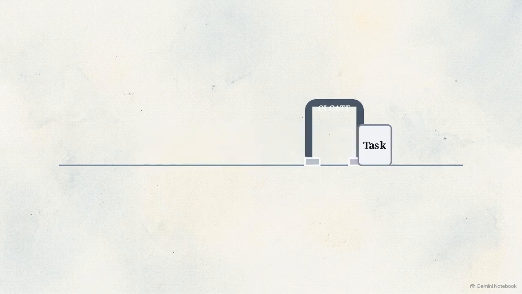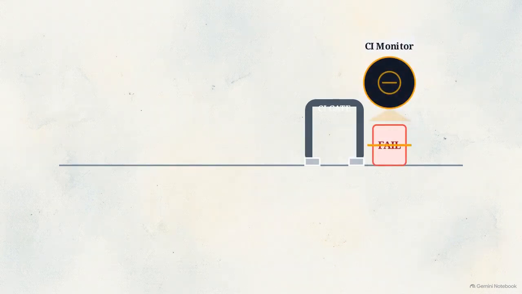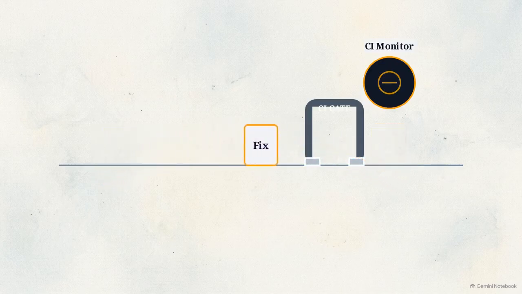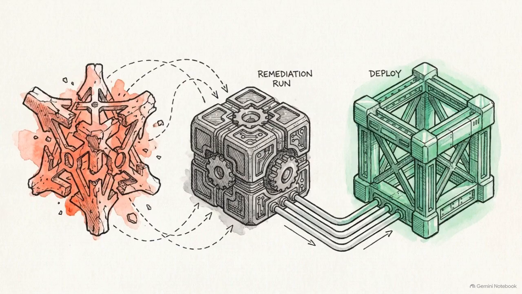When a task finishes and triggers a test failure in continuous integration, the CI monitor observes the failure state and autonomously dispatches a bounded, fix-aware retry run, keeping the remediation process automated. Autonomous operations rely on these external remediation paths to bridge the gap between a failed run and a successful deployment.